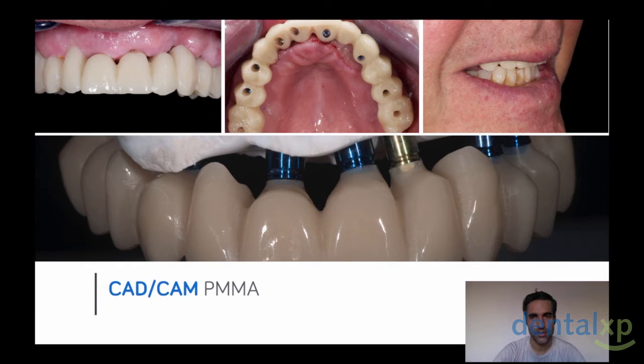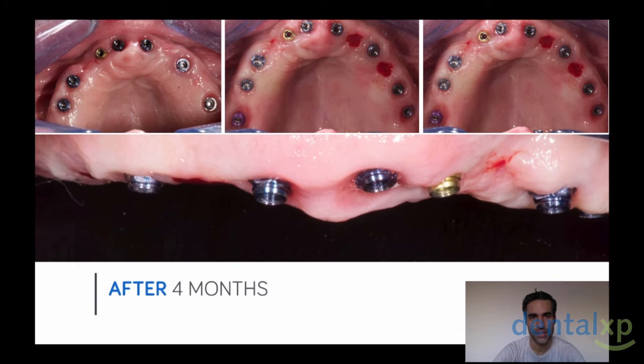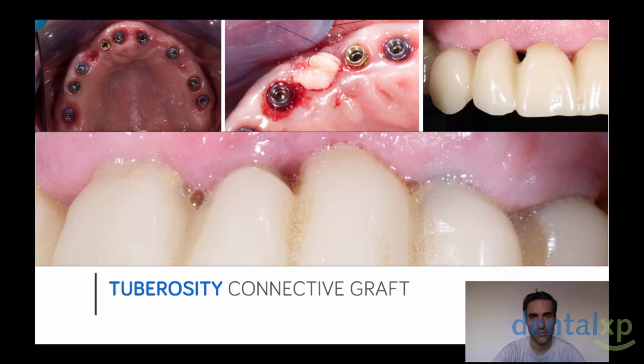So we did an analogical impression. Here we have a PMMA CAD/CAM provisional restoration, and after 4 months I have this situation where the soft tissue is healed, and the implants are healed also, uneventfully, and I start to perform some changes in the soft tissue. There is a lack of soft tissue maybe in the canine, where I'm going to do a tuberosity soft tissue graft.